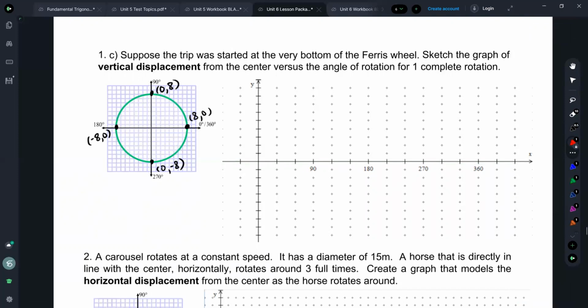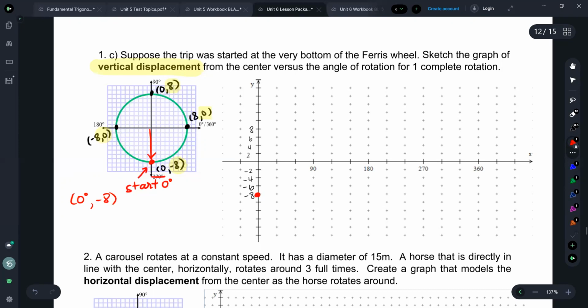So now the trip is going to be started at the very bottom of the Ferris wheel, which is this location right here. This is our start. At the start, we have not rotated at all yet. So the start is always 0. And I'm looking for vertical displacement. So are we interested in the y coordinates as we rotate around or the x coordinates? Okay, so we're interested in all of these ones then. So first point, what is it going to be? 0, -8, because we're looking for the vertical displacement and we're 8 units below the center at this location. So 0, -8, we'll start down here.